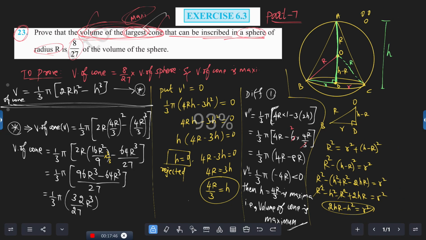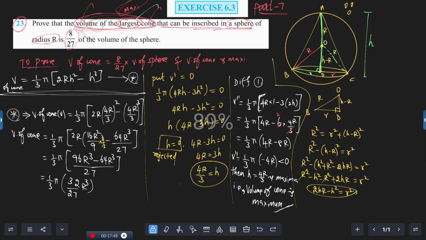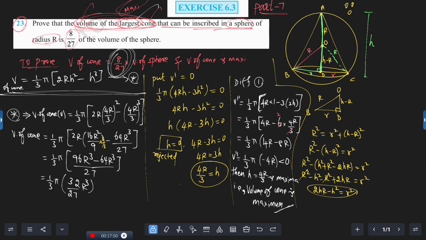Children, what do you want? We need 8 by 27. So what do you do? From the numerator 8, from the denominator 27, you take outside, and you will get the required. So 8 by 27 if you take outside, what is the balance? From 32, if you take 8, the balance is 4, and R cube we have in the numerator.